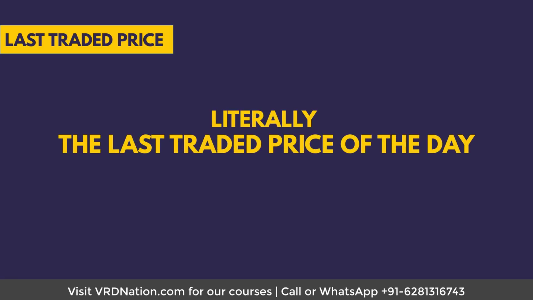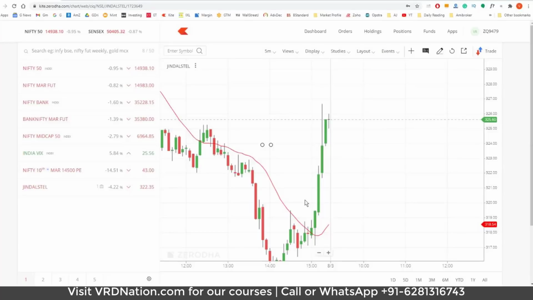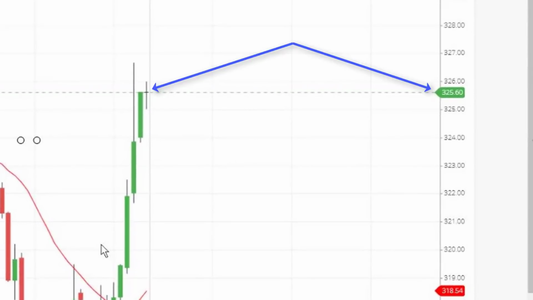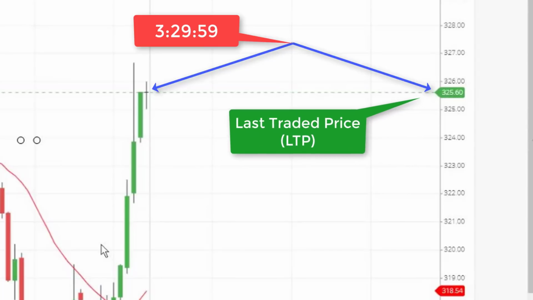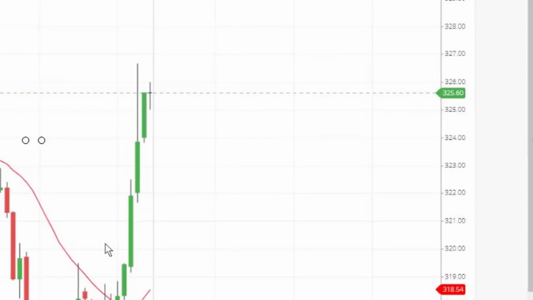So let's first start with the last traded price just to understand exactly what it is. The last traded price is literally the last traded price of the day. In the case of Jindal Steel and Power, you can see right here, exactly at this point in time, the last tick, 3:29 minutes and 59 seconds, the last trade that was executed. The price at which it was executed is called the LTP, or the last traded price, for that day. And for Jindal Steel and Power, it was 325 rupees and 60 paisa.